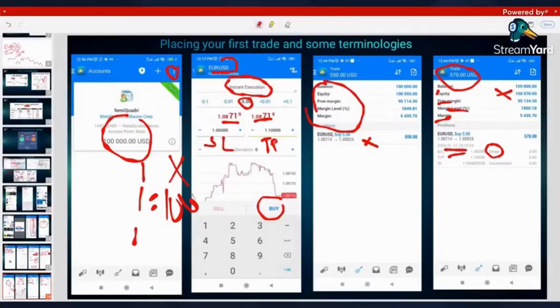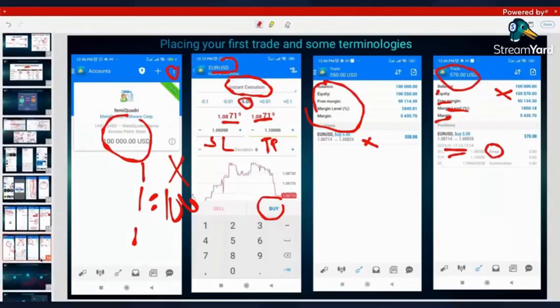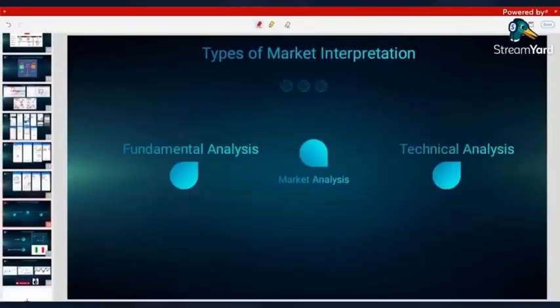But the downside to it is that you won't be able to make so much in a short period of time. But if you choose a very high leverage like 1 to 200, 1 to 100, that means with your small account, you can make so much money. At the same time, you can easily blow your account with a very high leverage. You can start with high leverage, but as time goes on, you'll get to realize the importance of using a small leverage. Now let's go to the next types of market interpretation.